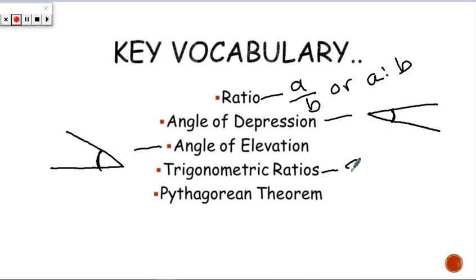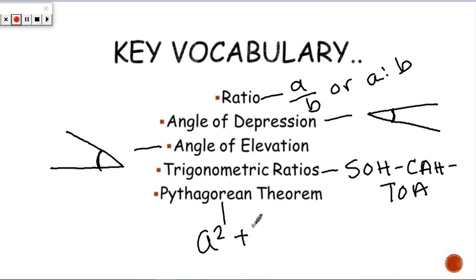The trig ratios can be found with SOHCAHTOA, where sine is opposite over hypotenuse, cosine is adjacent over hypotenuse, and tan is opposite over adjacent. And Pythagorean's theorem is a squared plus b squared equals c squared.